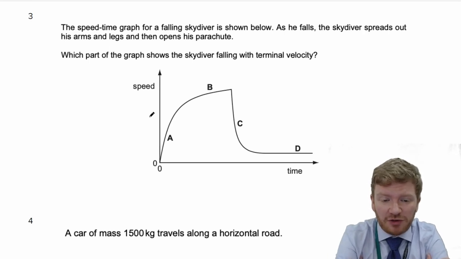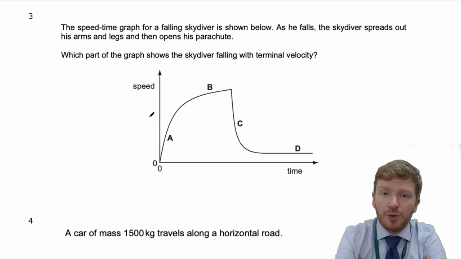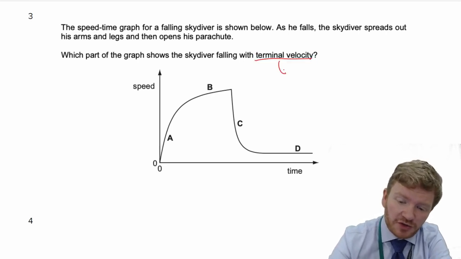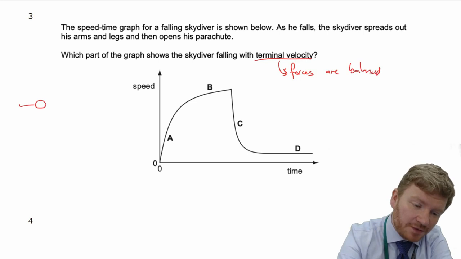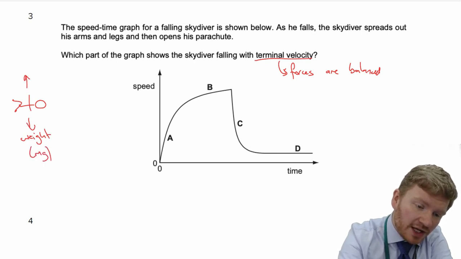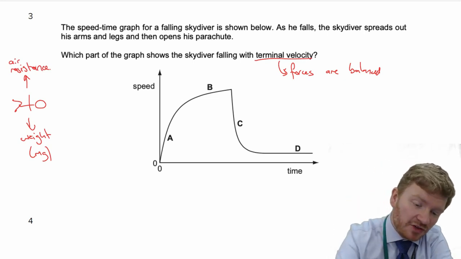Question 3. The speed-time graph for a falling skydiver is shown below. As he falls, the skydiver spreads out his arms and legs and then opens his parachute. Which one shows terminal velocity? If you remember, at terminal velocity, the forces are balanced. So the forces on our skydiver are his weight acting downwards, which is mass times gravity, and we've got air resistance acting upwards. So at terminal velocity, the weight is equal to the air resistance, so the resultant force is zero.